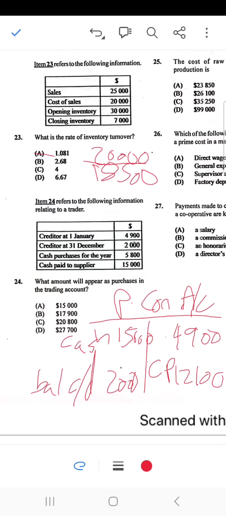But that's not our total purchases. Our total purchases is our cash purchases plus our credit purchases. So we're going to add our cash purchases to that figure. So 12,100 plus 5,800, that's going to give us 17,900, and that's how we get B as the answer.